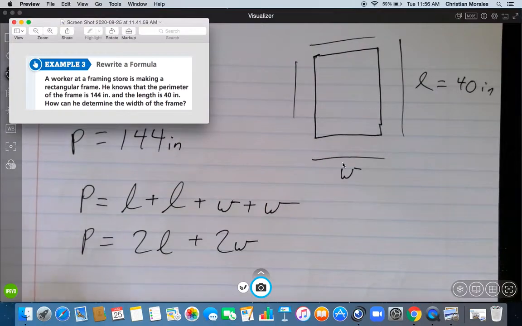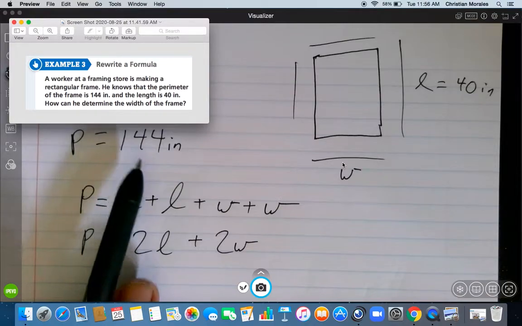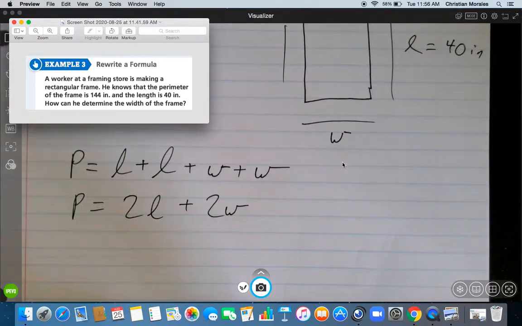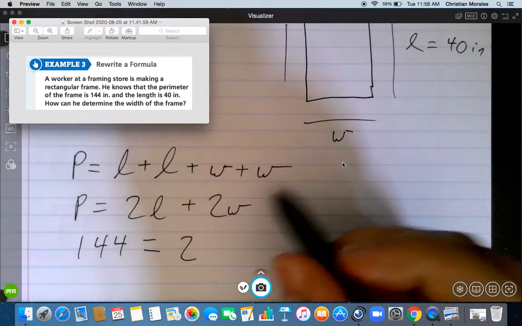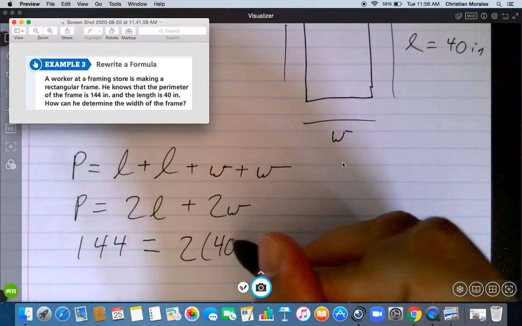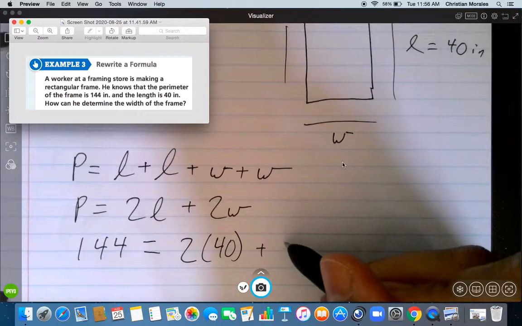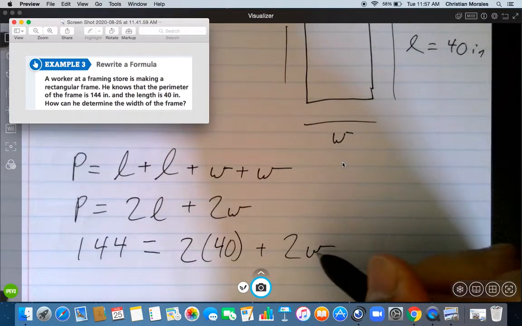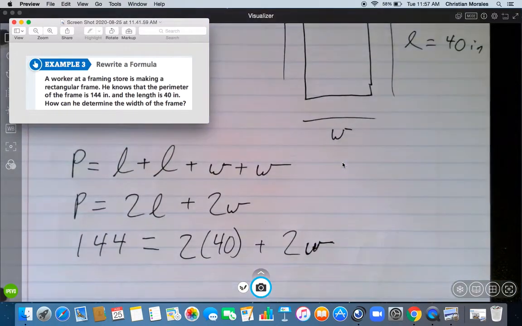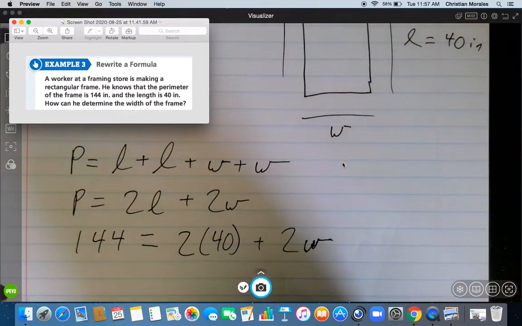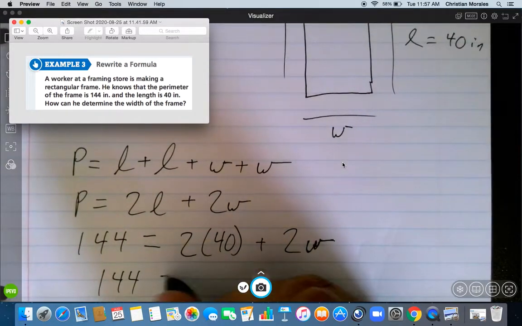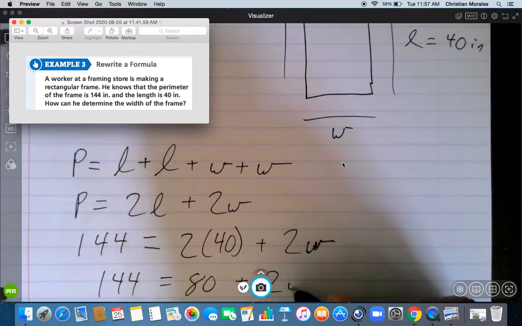Now, this is my formula. Now I have things I can plug in. For example, I know the perimeter is 144. So let me rewrite this with the 144. So 144 equals 2L. Now length is the 40, plus 2W. Okay, so this is what I have. Now, right now, I can just start solving this. I can multiply this. 2 times 40 is 80. So I get 144 equals 80 plus 2W.